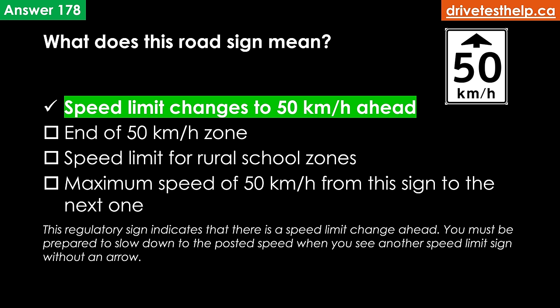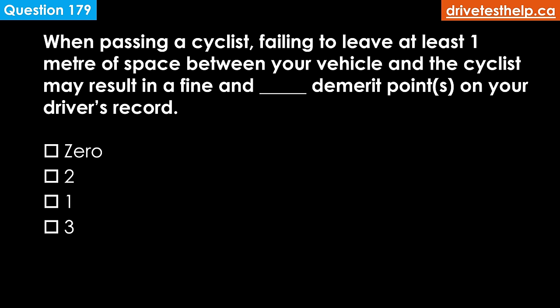You must be prepared to slow down to the posted speed when you see another speed limit sign without an arrow. When passing a cyclist, failing to leave at least 1 meter of space between your vehicle and the cyclist may result in a fine and blank demerit points on your driver's record.